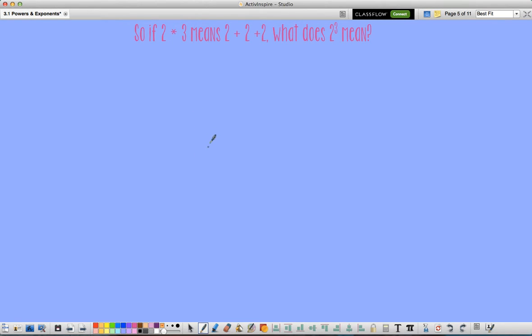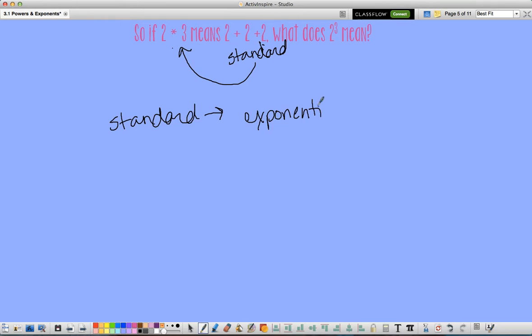Okay, so now if we're working backwards, if we know that 2 times 3 means 2 plus 2 plus 2, we can go backwards. We were able to go from standard form to multiplication, and from standard form to exponential, but now how do we go from an exponent, a number in exponential form, to standard form?